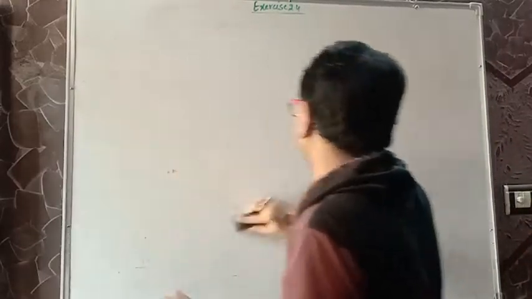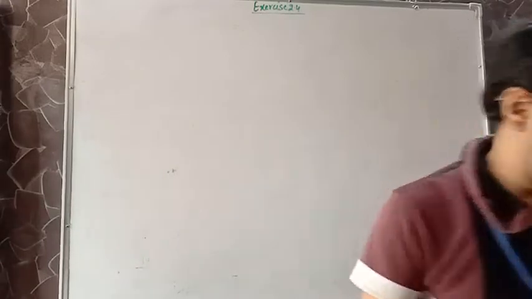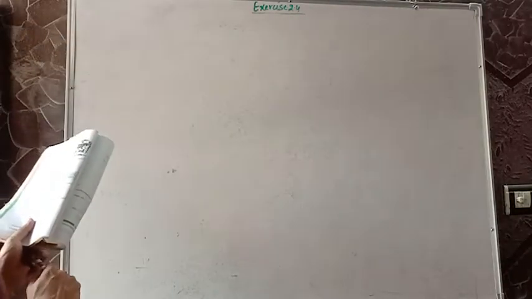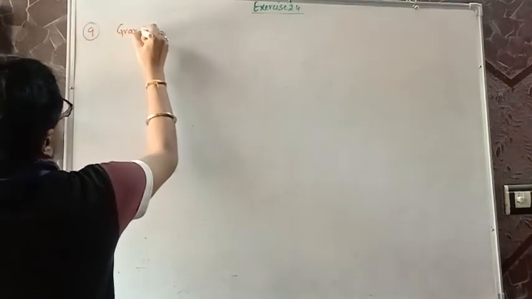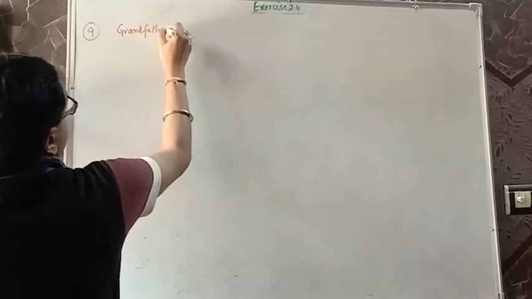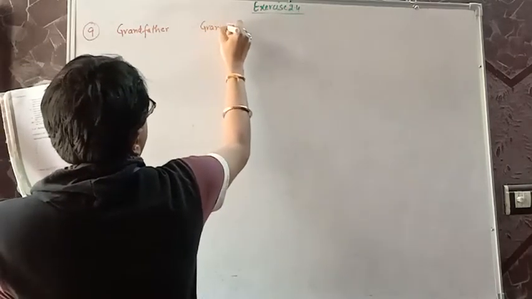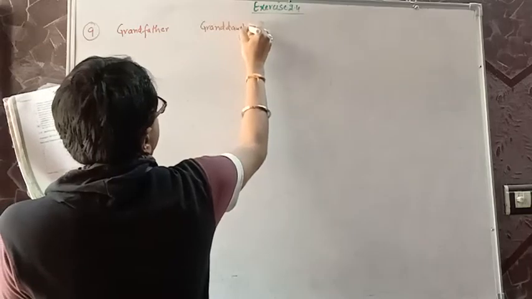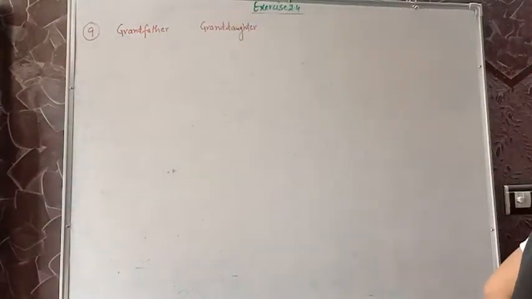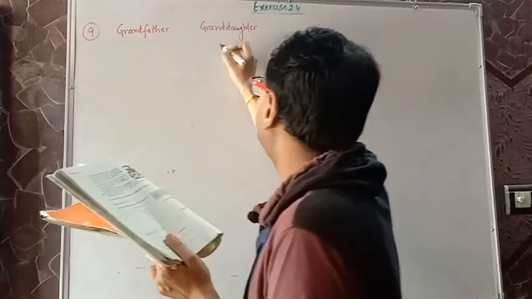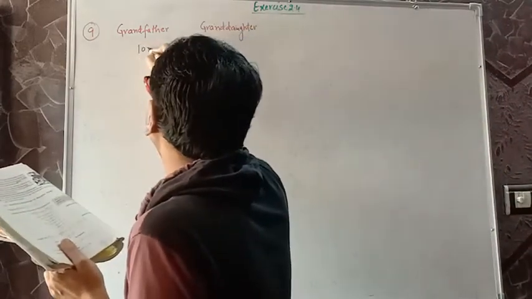Question number 9. Again, an ages type question, very easy. Grandfather is 10 times older than granddaughter. We have two characters again: grandfather and granddaughter. It is given that grandfather is 10 times the granddaughter. So if granddaughter is x, definitely grandfather is 10x.